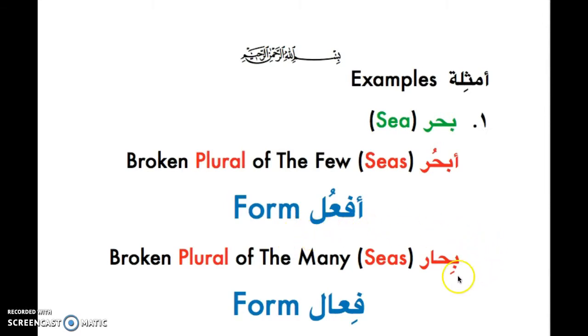And the second example is bihar. It also means seas, but this one is a broken plural of the many, and it's of the form fi'al.